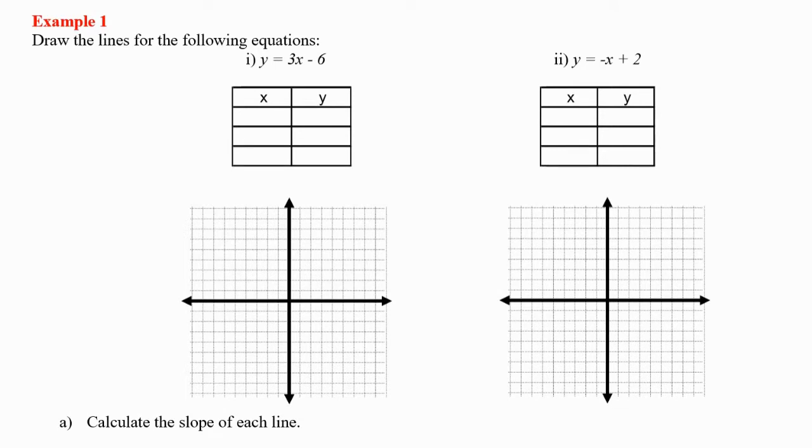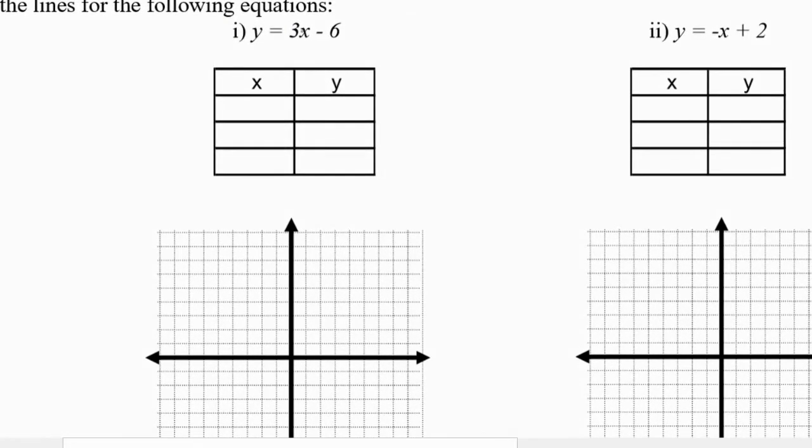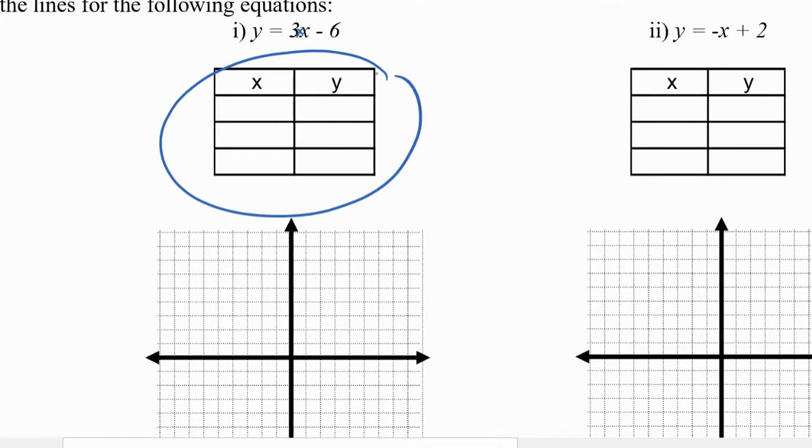Look at example 1. So we have an equation: y equals 3x minus 6. Remember this, everyone? When you have 3 and x, what operation is hiding in between 3 and x? Right, multiplication is hiding. So we're going to graph this using a table.